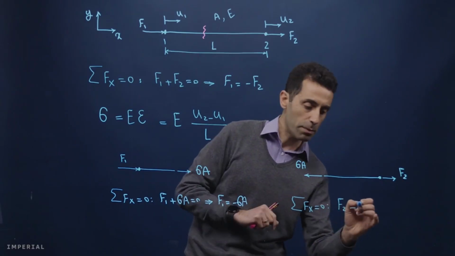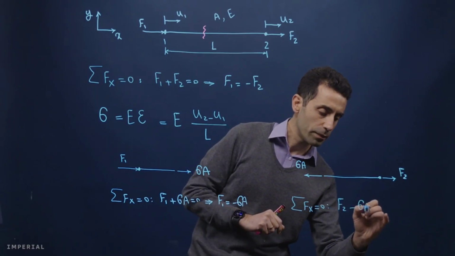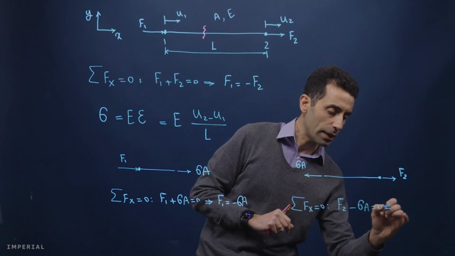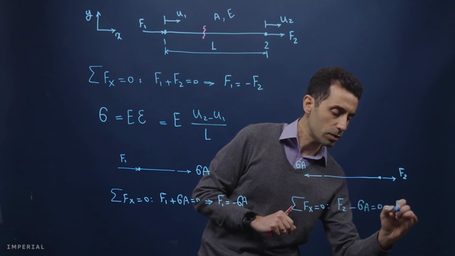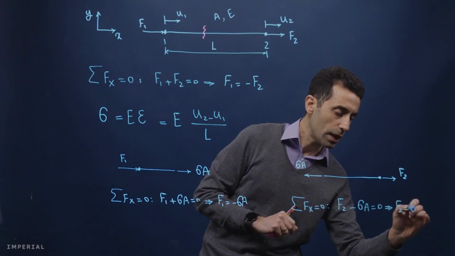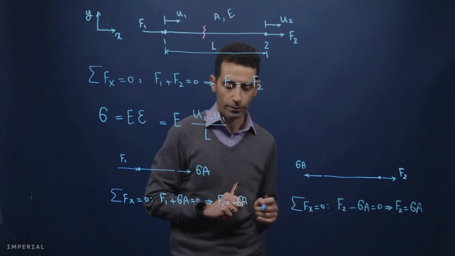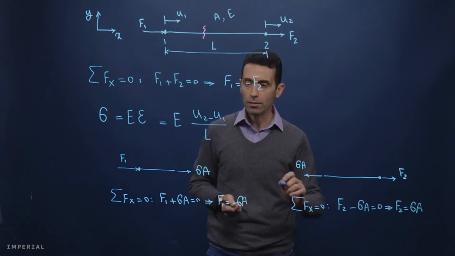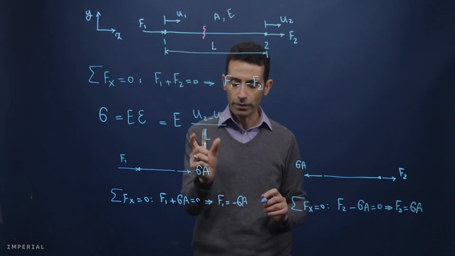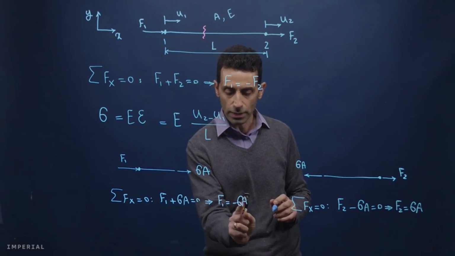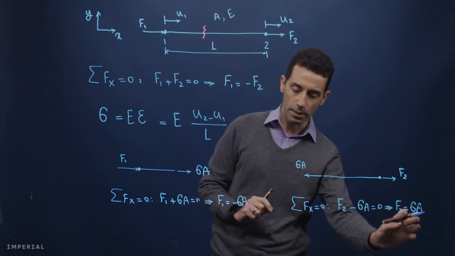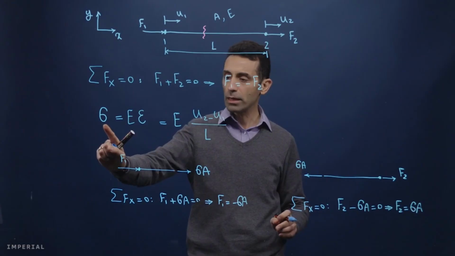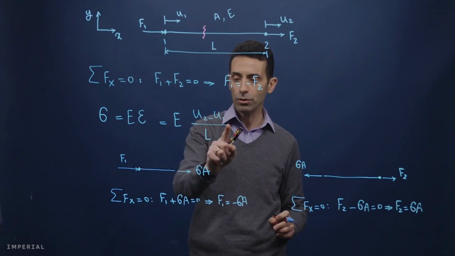This time that will be minus sigma A equals 0, and that would give us the relationship between F2 and sigma A. Okay, I think we are more or less there. So you can see here we have the relationship between F1 and sigma A, F2 and sigma A, and here we have the relationship between sigma and U1 and U2.